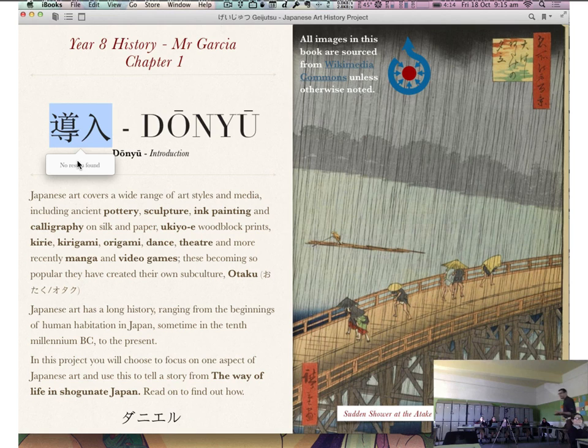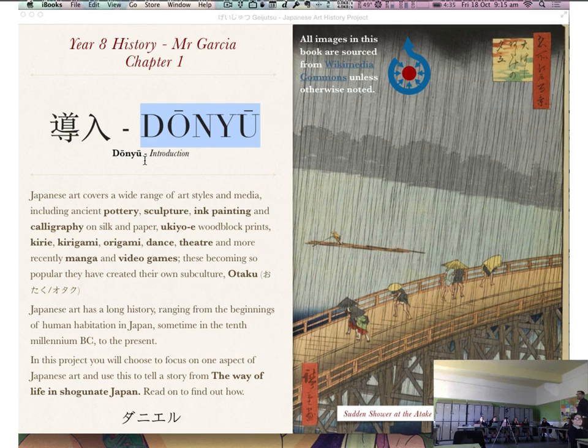There we go. Alright, so that's their spelling of this word. Now this here is what I would say is the English interpretation of that word. So in Japan, they don't write that, okay? They write this. But that's how we would write it if we were using English characters, that's how we would write that term. So that's just something to note, because you've never done Japanese before.